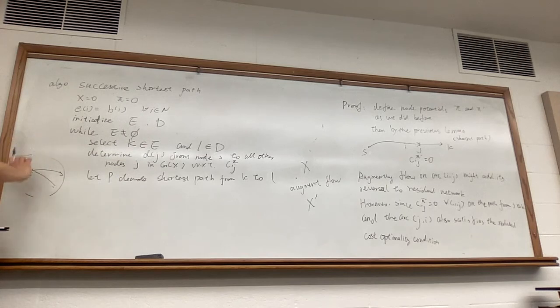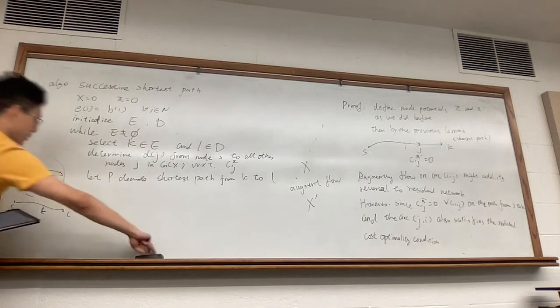This shortest path must be on the shortest path from S to L, right? Let's just say you have the shortest path from S to L, and K must be intermediate, right? Otherwise, this is not the shortest path distance. Okay.